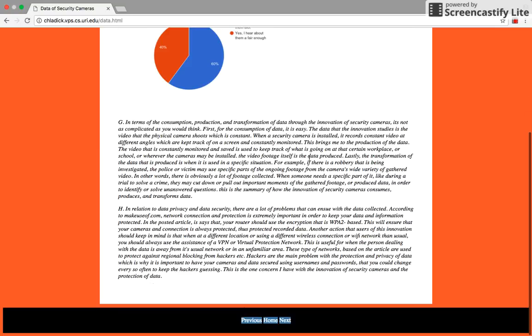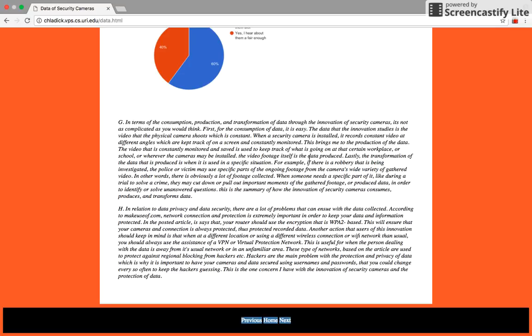In terms of consumption, production, and transformation of data throughout this innovation, it's not as complicated as you would think. The consumption of data is easy. The data is consumed through the recording, the physical recording or constant recording of the footage, and then when a security camera is installed, it records this from different angles, which is kept track of on a screen and constantly monitored by someone. The video is constantly monitored, is saved and used to keep track of what's going on at a certain workplace at a certain time.